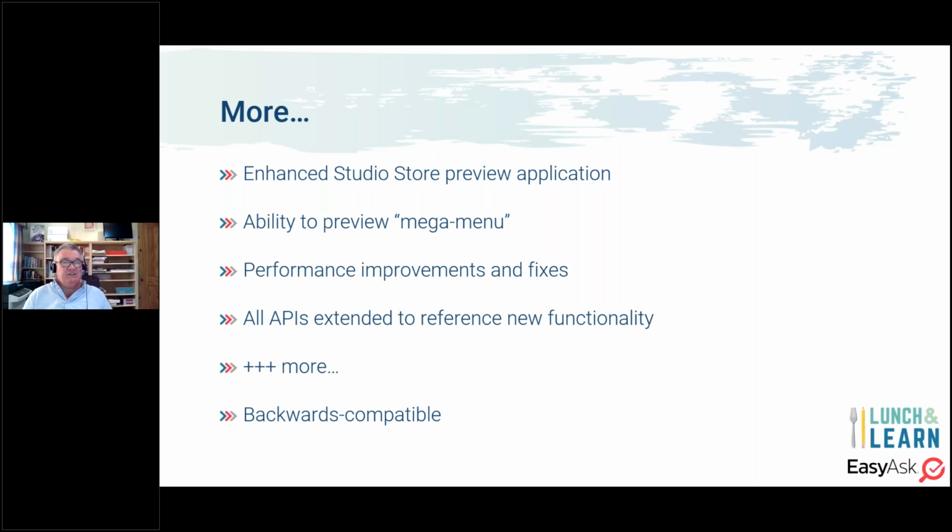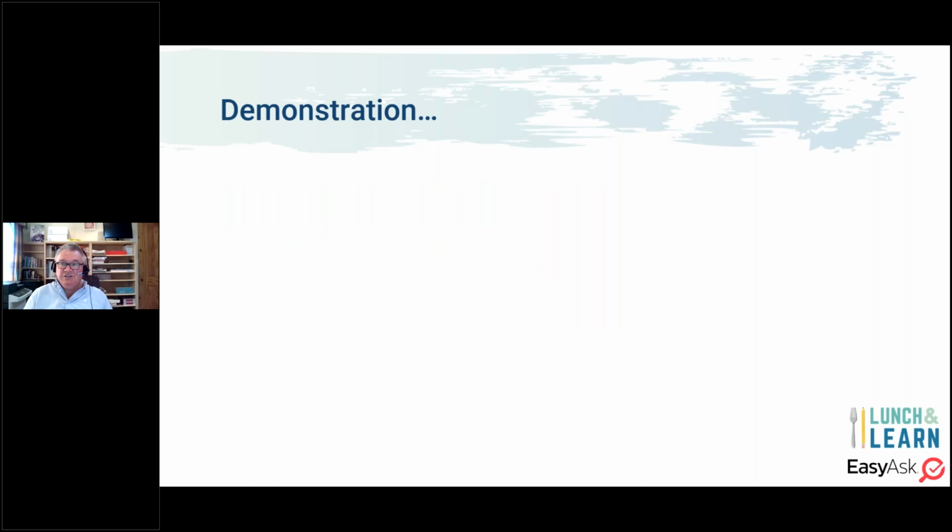And of course, version 18 is backwards compatible with previous versions of EasyAsk. So you can run version 18 on your version 16 or 14 dictionary. It will automatically upgrade it. And any features that you're not using simply get ignored. So it's very, very straightforward. And I'm just going to jump in and show you a few of these things now.